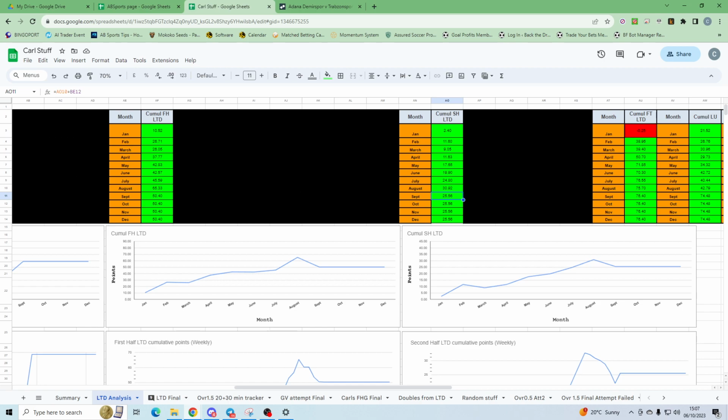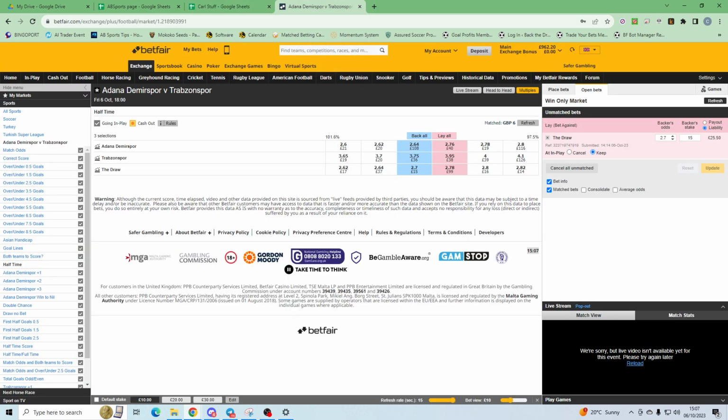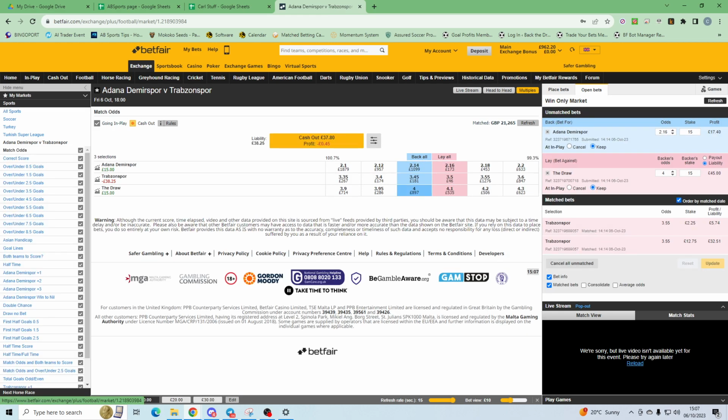So how does this actually work? I'm going to use the same selection that I used in the previous video for the first half draw. So it's the Adana Demirspor versus Trabzonspor. Now, the only difference being is that it uses the match odds market that I'm using for one of the other strategies already. So as you can see, I've got a lot going on with this game already.